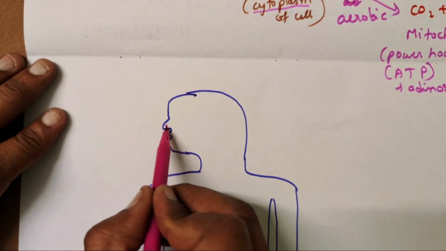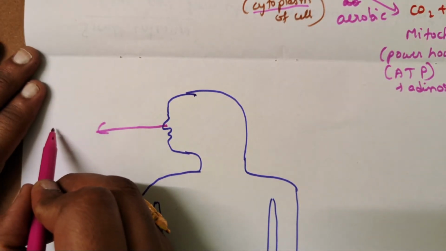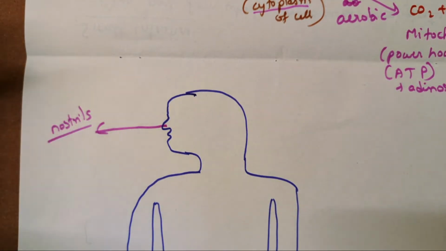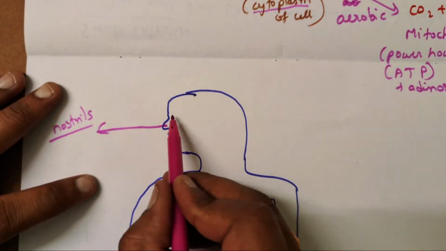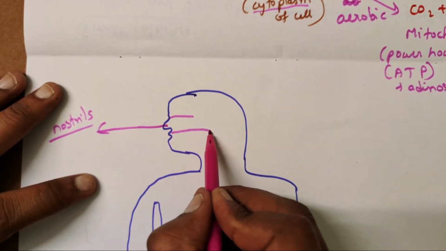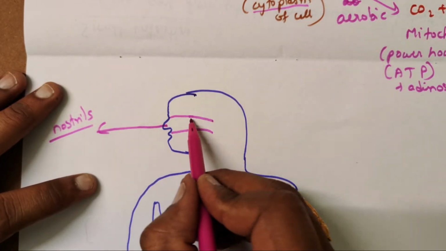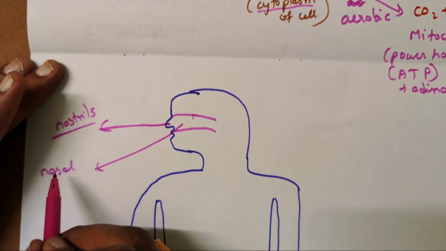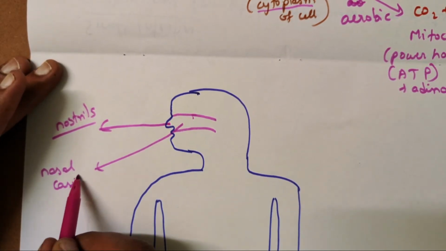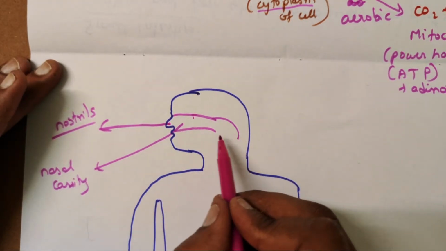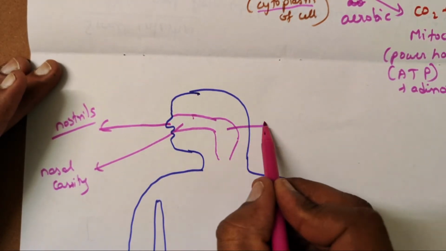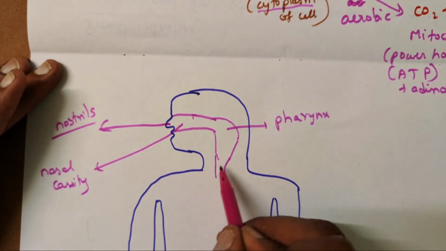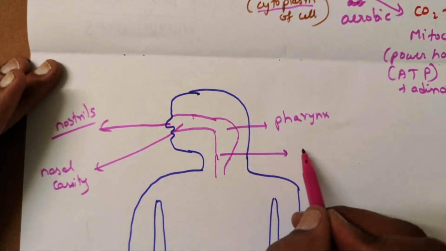So the first part is the nostrils. Nostrils are the two holes of the nose which you have. From here we have the nasal cavity. Then we have a common part, which is the pharynx. Then we have the larynx here, which is the vocal cord.